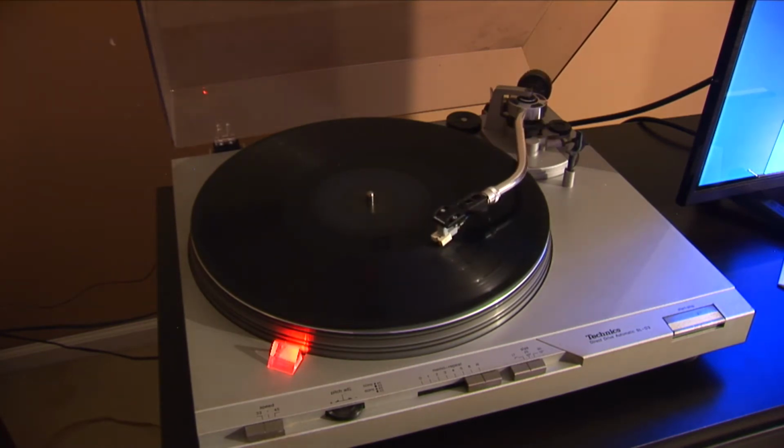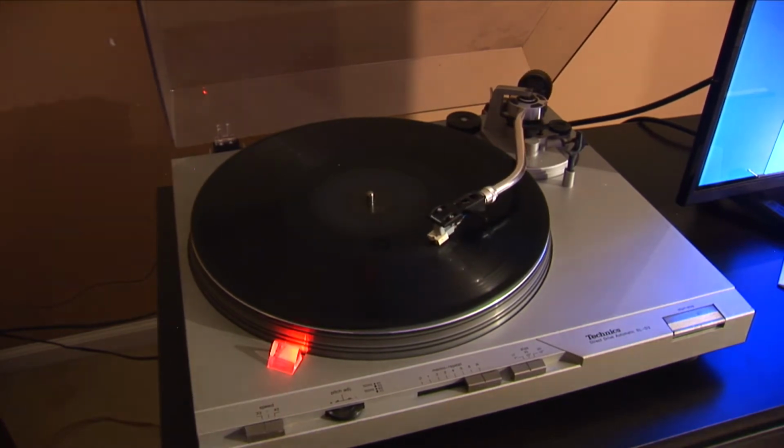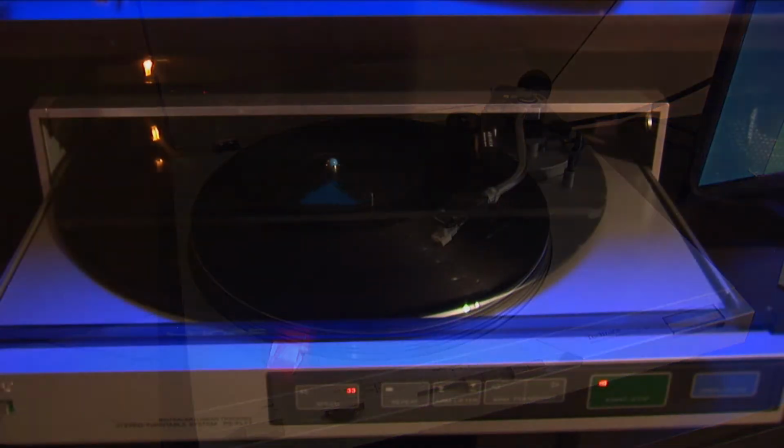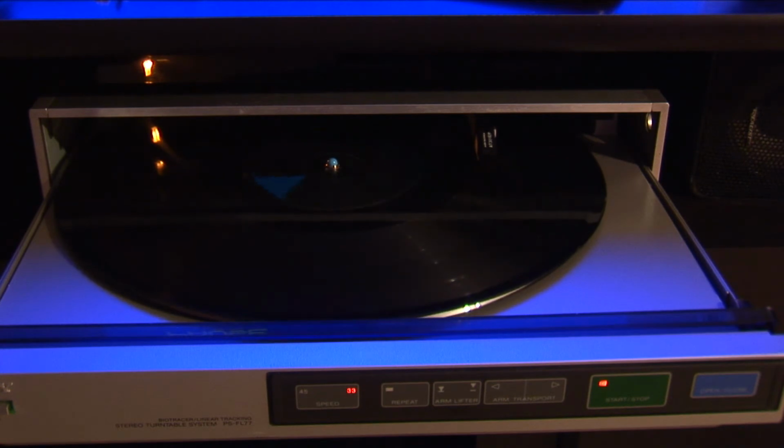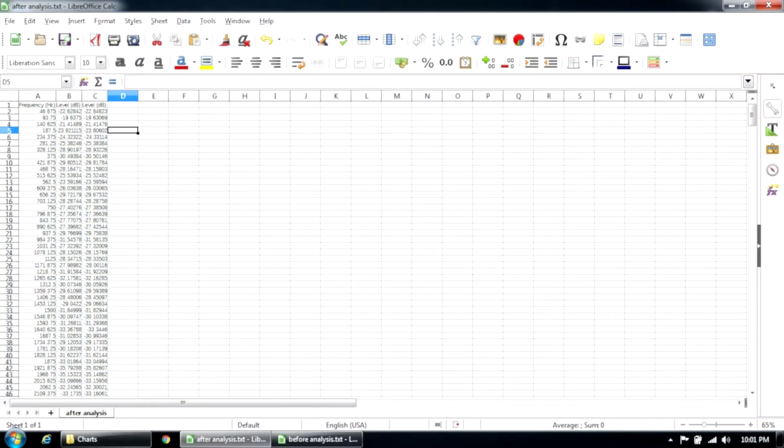The track's 3 minutes and 53 seconds long, so 232 seconds times 6 hours 45 minutes equals just over 100 plays. After 100 plays, I moved the record back to the first turntable and once again recorded it to my computer. I then did a frequency analysis in Audacity for both files and created graphs.